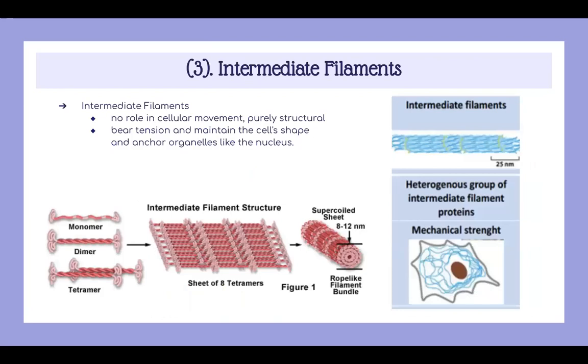Okay, and then the last type of cytoskeleton-esque part of a cell would be intermediate filaments. They don't really serve for movement, unlike microtubules and actins, but instead they're more structural. So they keep the cell in the shape that it should be, making sure everything's sturdy. Especially popular, I believe, in muscles as well. So they help bear a lot of tension and maintain the cell shape and other organelles in the nucleus.